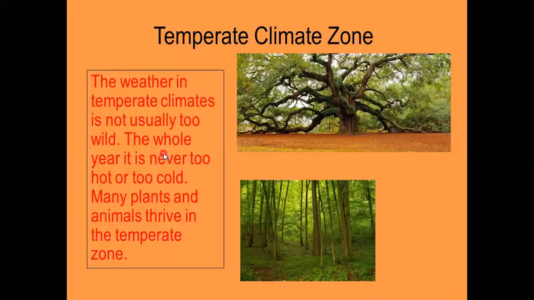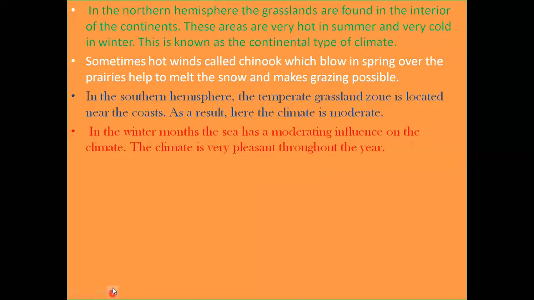Next, we have to see the temperate climate zone. How is the climate here? The weather is usually mild. It is never too hot and never too cold. See, in the summer season it is hot, and in the winter season it is cold. Many plants and animals thrive in the temperate zone. Many wild animals are found here in this temperate zone.